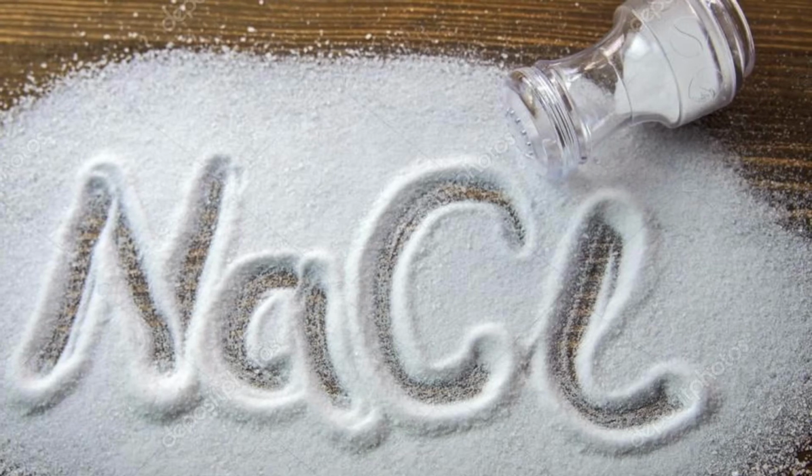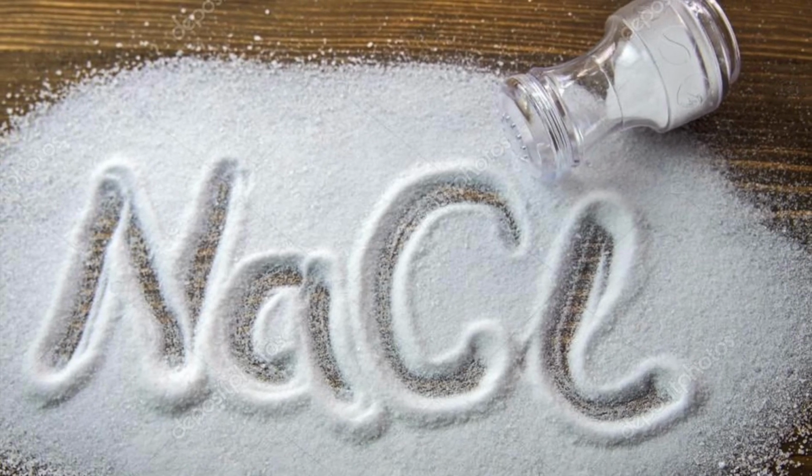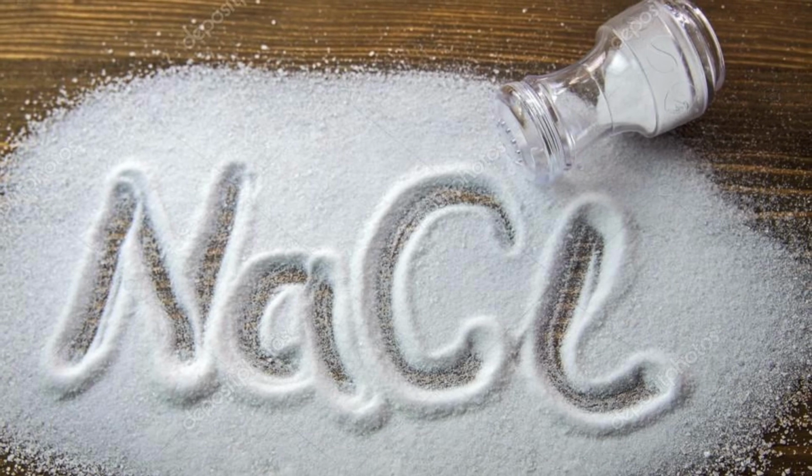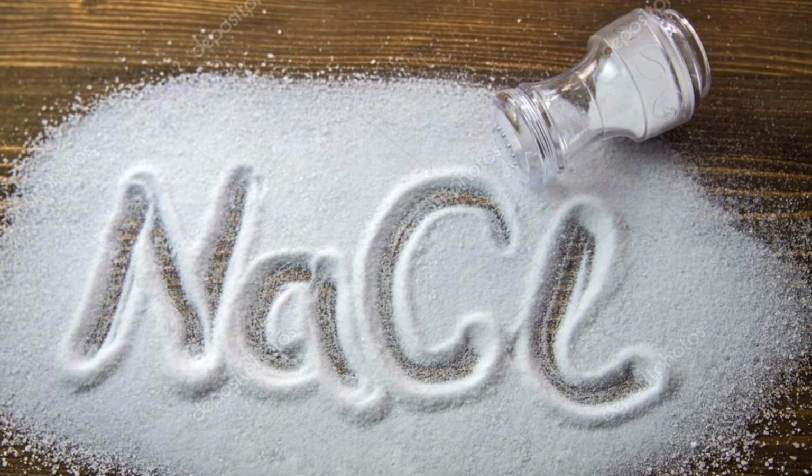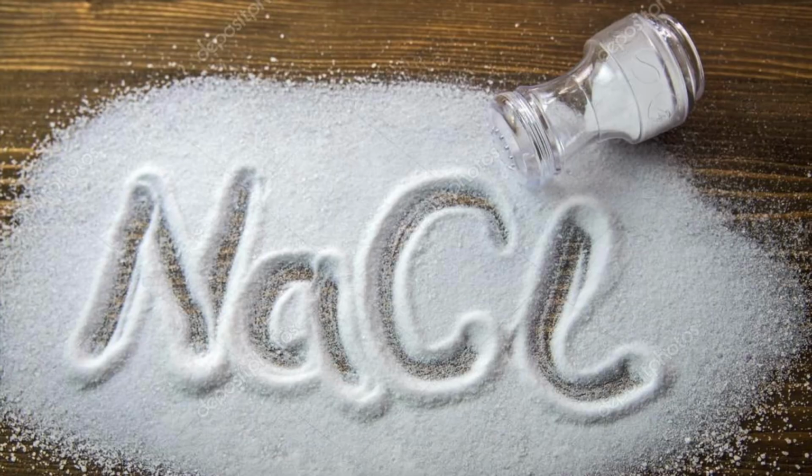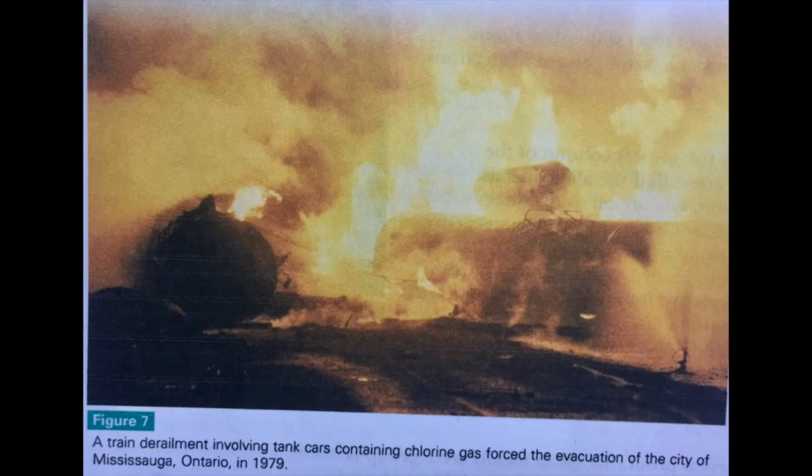Well, it's all sodium chloride, but is iodized by adding a small amount of potassium iodide to prevent disease of the thyroid gland. Chlorine is used to kill bacteria and purify drinking water, but in large amounts it is extremely dangerous. Figure 7. A train derailment involving tank cars containing chlorine gas forced the evacuation of the city in Ontario in 1979. I am not even going to try and pronounce the name of that city.